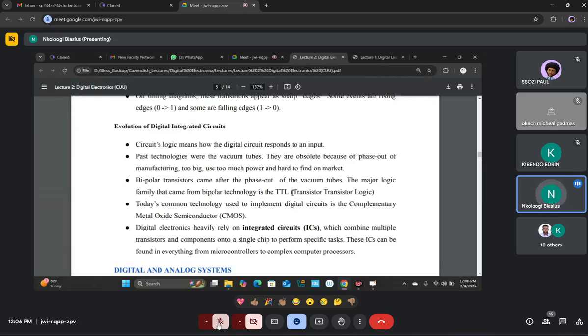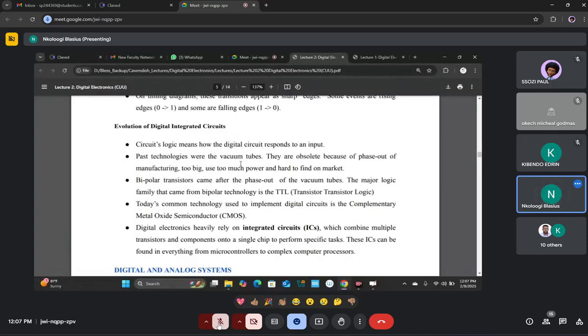Can we briefly talk about the evolution of digital integrated circuits? So circuit logic means how the circuit actually responds to the input. In the past technologies, we were using vacuum tubes. Those of you who have read about the history of computers know that those earlier computers used vacuum tubes, and later they moved to what we call transistors. Now, transistors are what is actually inside the digital integrated circuits.